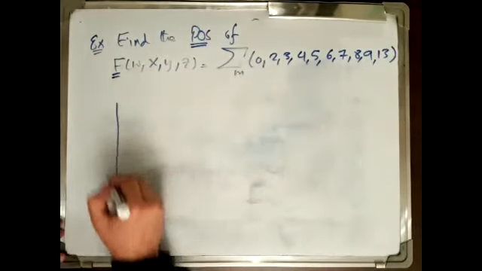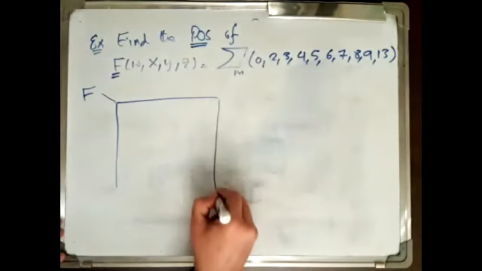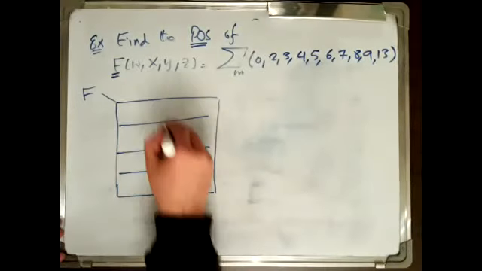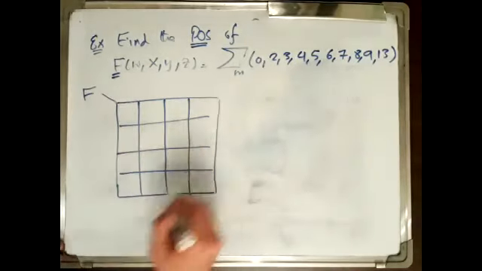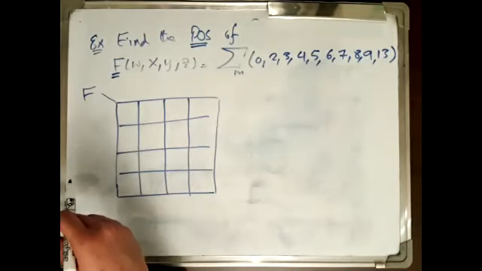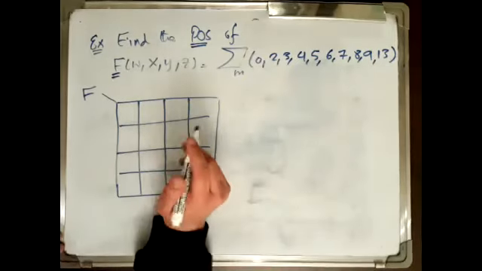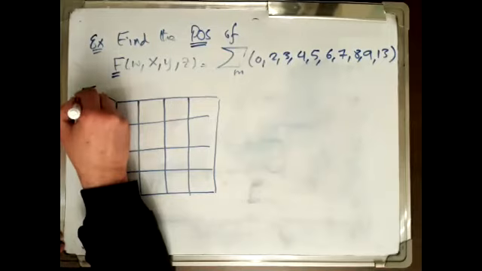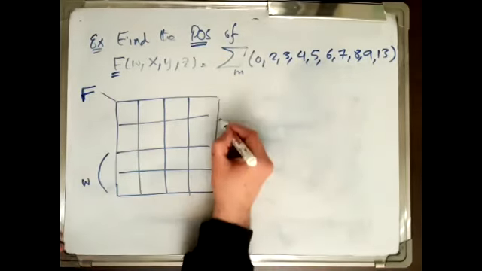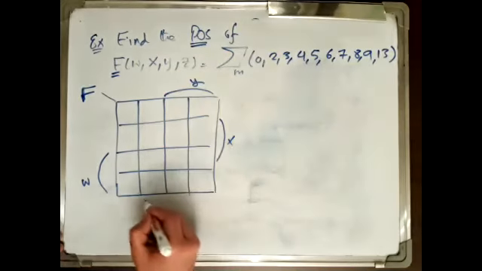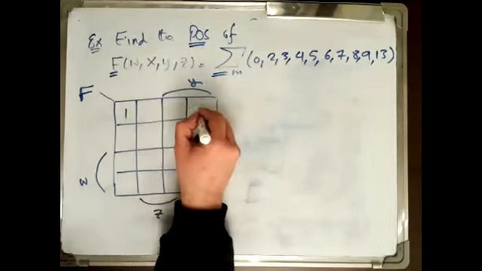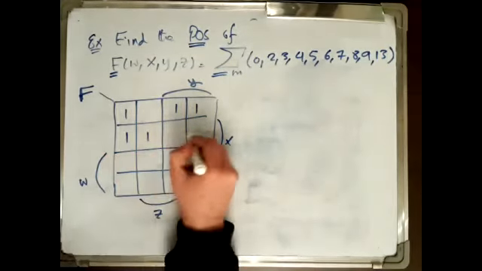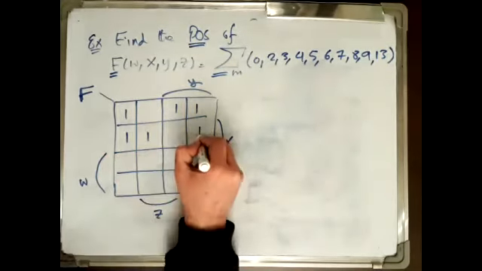So straightforward, we will draw the map, let's say for F. You can start by drawing the map for F bar, it's okay. You fill the minterms of F bar, or the ones of F bar, then you take the complement. So it is important here to indicate which function you are working with. And here we have W, X, Y, and Z. These are the minterms of F, which are 0, 2, 3, 4, 5, 6, 7, 8, 9, and 13.